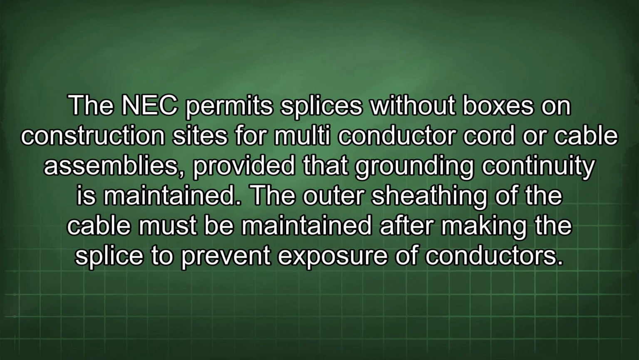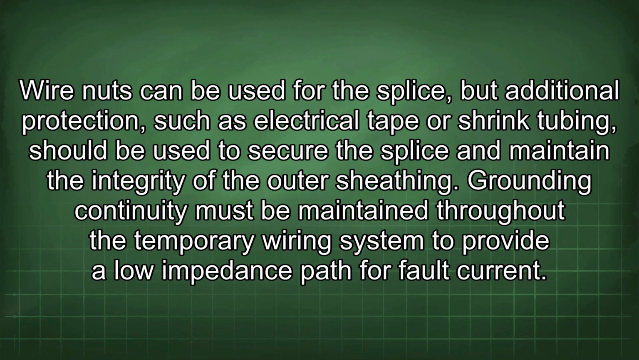The NEC permits splices without boxes on construction sites for multi-conductor cord or cable assemblies, provided that grounding continuity is maintained. The outer sheathing of the cable must be maintained after making the splice to prevent exposure of conductors. Wire nuts can be used for the splice, but additional protection, such as electrical tape or shrink tubing, should be used to secure the splice and maintain the integrity of the outer sheathing. Grounding continuity must be maintained throughout the temporary wiring system to provide a low impedance path for fault current.